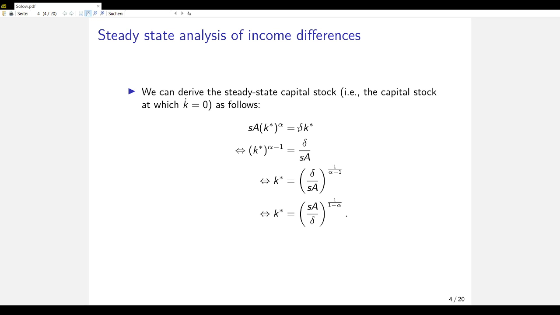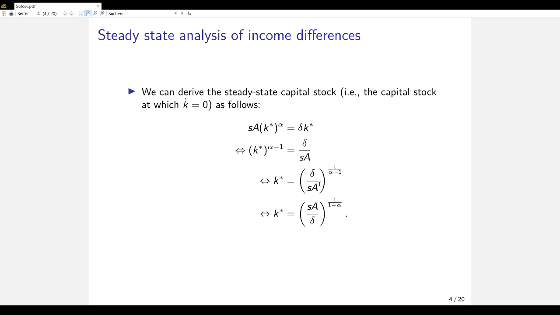Now what we want to do here is to isolate the steady-state capital stock on one of the two sides. So we do it on the left-hand side. We divide the right-hand side by the saving rate and the level of technology, and we get delta divided by s times A, and we bring K star to the left-hand side. So we divide by K star, and on the left-hand side, we then have K star to the power of alpha minus 1, because we divided by K star. Now we want to get rid of the exponent, so we raise the whole thing to the power of 1 over alpha minus 1.